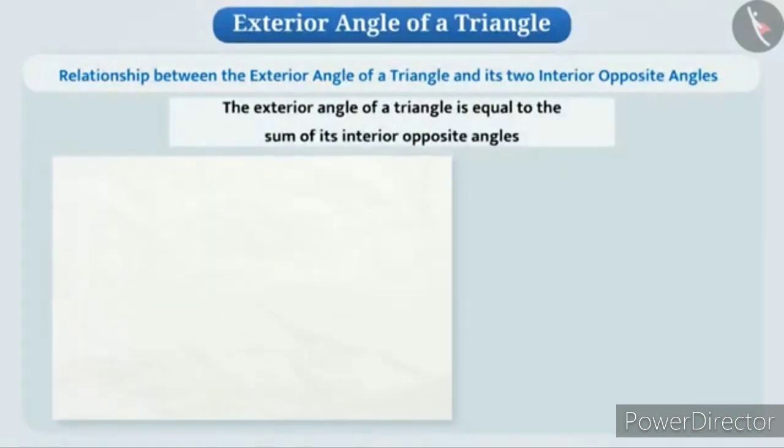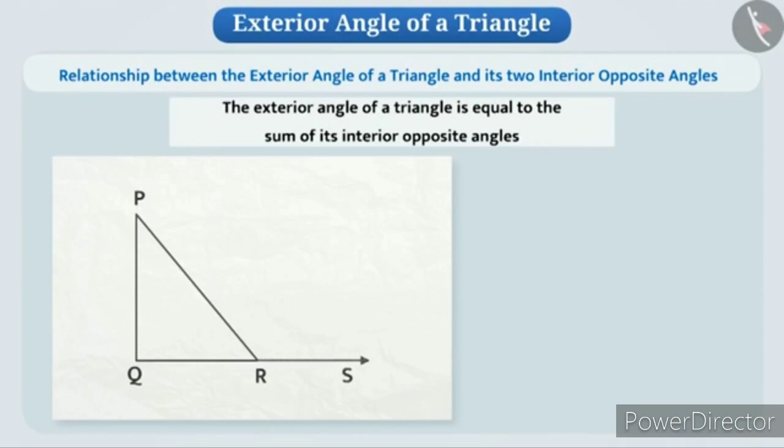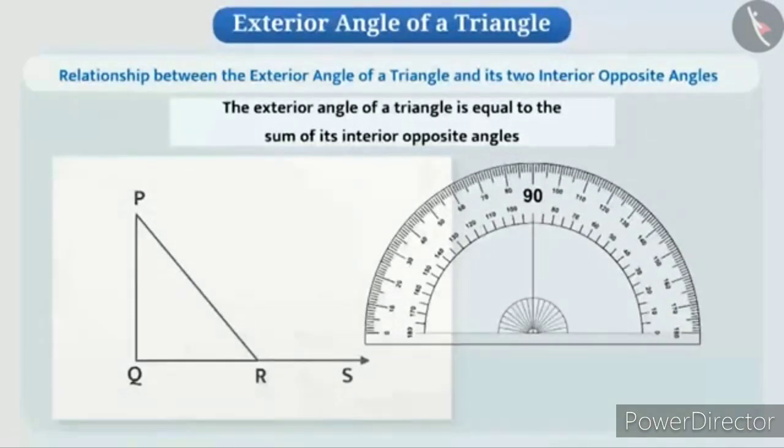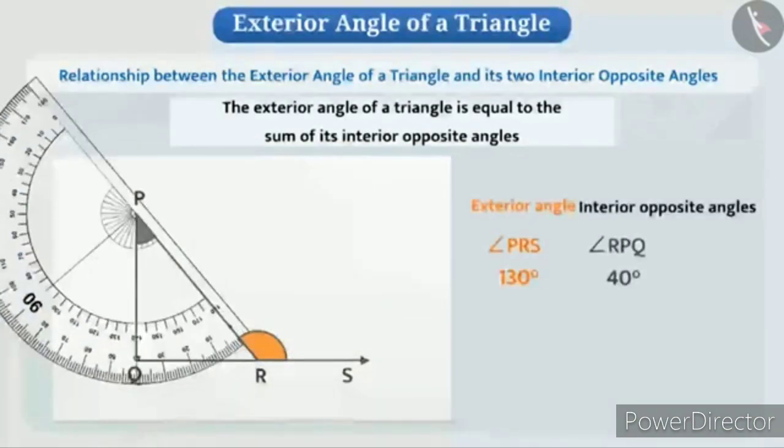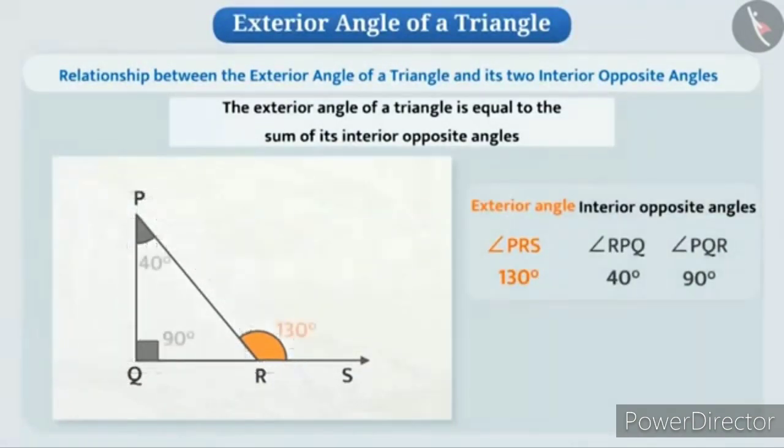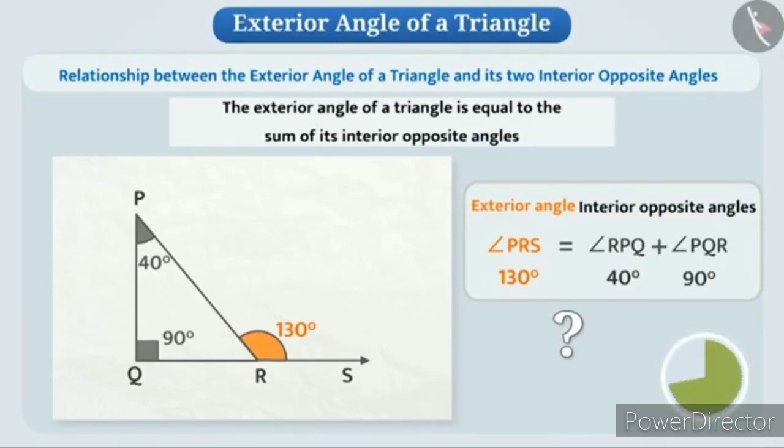Now take a piece of paper and draw triangle PQR and form its exterior angle, angle PRS. You can make any type of triangle. After making the triangle, find the measure of the exterior angle, angle PRS, and the interior opposite angles using a protractor. Can you say that angle PRS is equal to angle RPQ plus angle PQR? Why don't you pause the video and find out? Each time, you will find that the exterior angle of a triangle is equal to the sum of its two interior opposite angles.